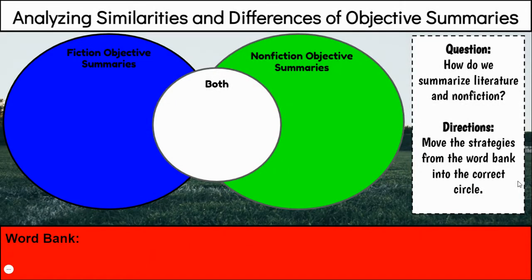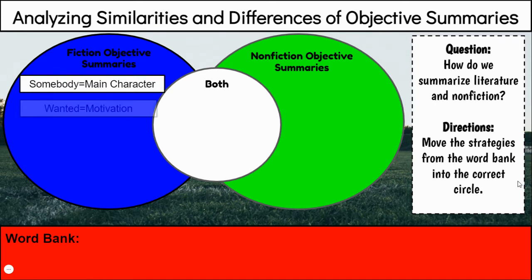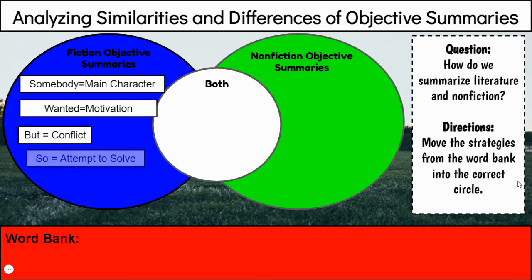Look at the blue circle. Since we know that all fiction has a plot, it's critical to mention the parts of the plot in our summary. We do so by following the structure of somebody, which represents the main character, wanted, which represents the main character's motivation, but, which represents the conflict in the story or what got in the way of the main character achieving their goal. So represents the attempt the main character took to solve that problem. And then, which represents the resolution.